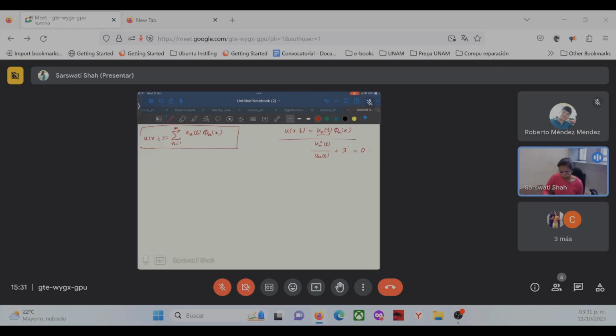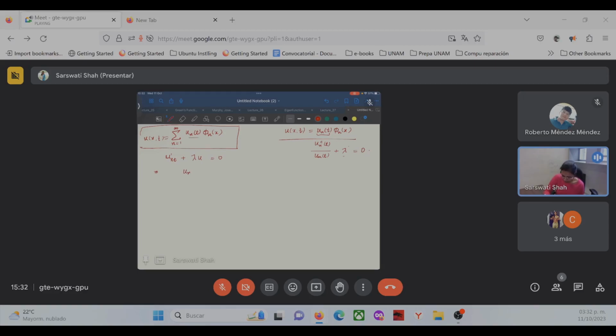It is a convergent series. So when we take the second order derivative and then add, it will be u_tt plus lambda of u equals 0. Just pass this inside this.